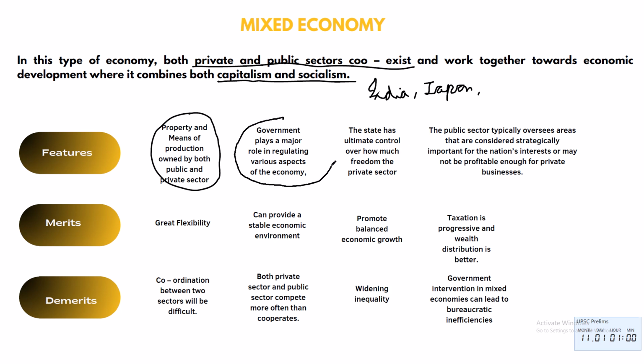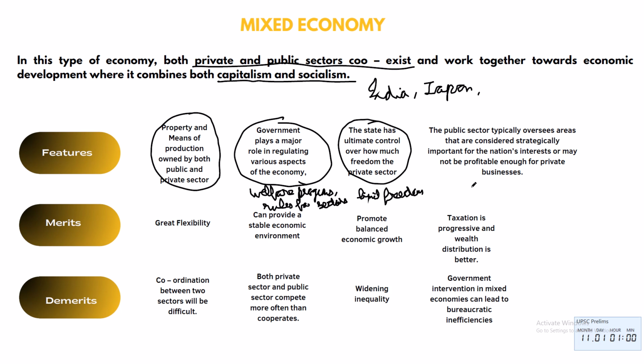Government plays a role in regulating various aspects of the economy, like welfare programs or certain rules for private sectors to exist. So this all is done by government. The state has ultimate control on how much freedom the private sector owns. State can limit the freedom if it thinks necessary.